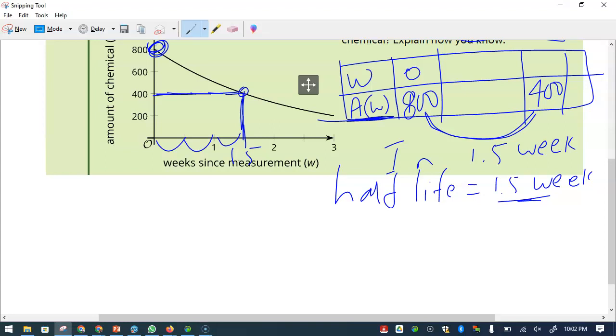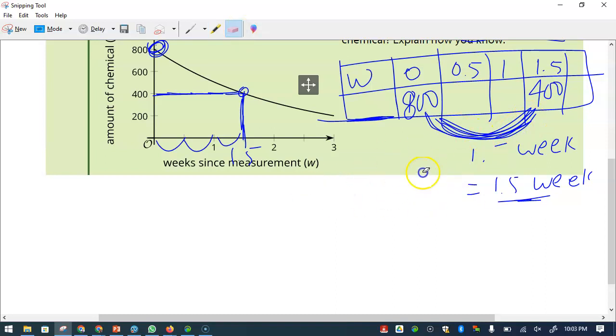There's a little confusion here. So this is 400. That's 1.5, right? But if you want to know exactly for 1, this is 0.5. So this becomes half.